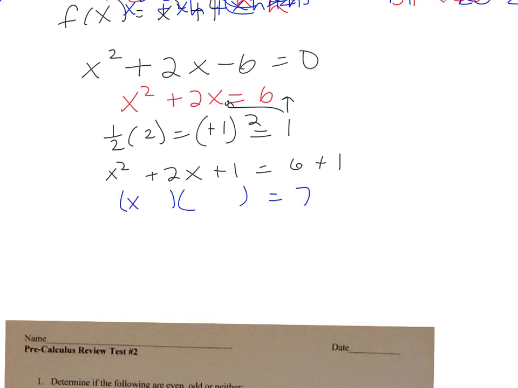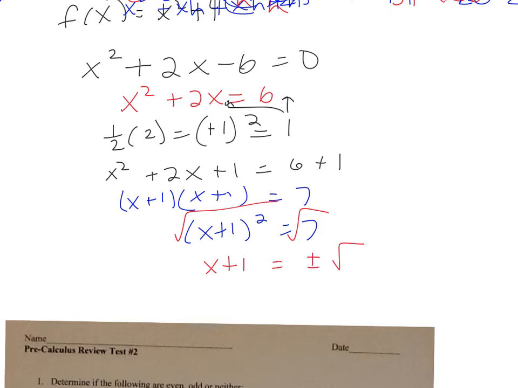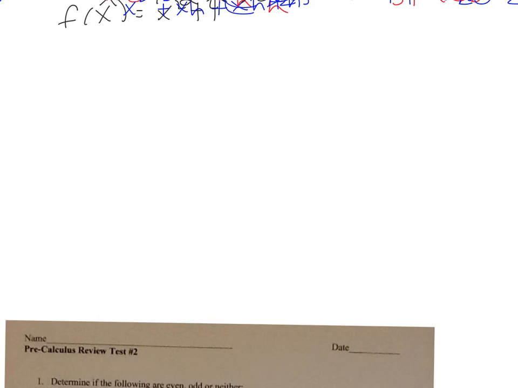I factor this side. I get x, and remember what goes inside is your half of b, which is plus 1. So it's x plus 1 squared is equal to 7. Square root both sides. So I get x plus 1 equals, don't forget the plus minus, the square root of 7. Minus 1. Make sure that goes in front of the plus minus. X is equal to negative 1 plus minus the square root of 7. Okay, so let's take a look at 6b.